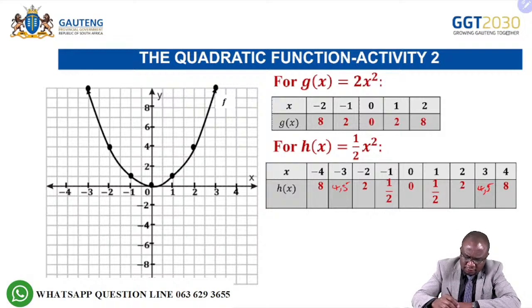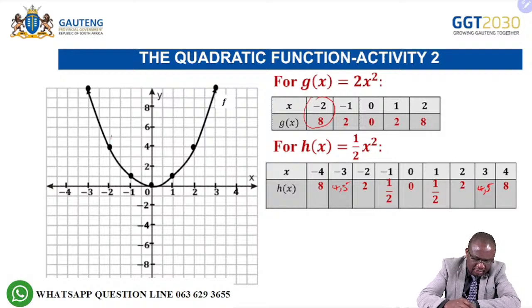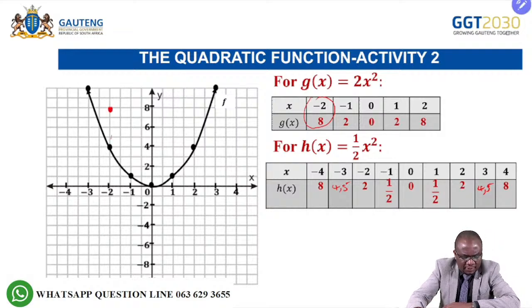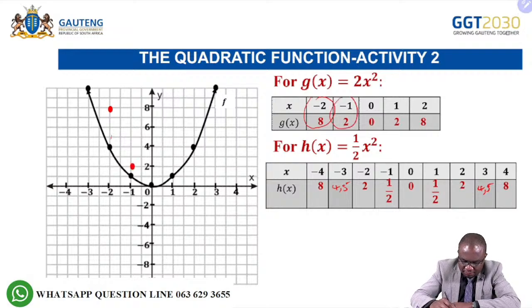Now let's plot for g of x. Negative 2, 8. You now know x is negative 2, y is 8. We plot that. We go to negative 2 and then 8. The point is there. Check if I'm right, because sometimes I do make mistakes. Is that x negative 2, y 8? Yes, it is. Then negative 1, 2.